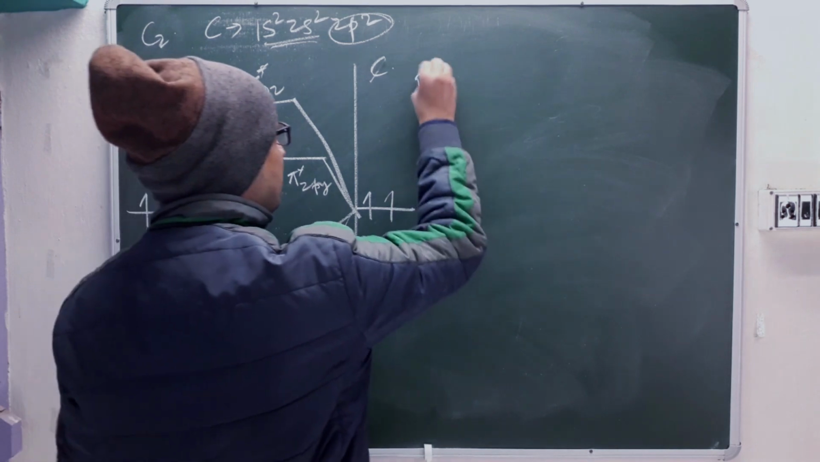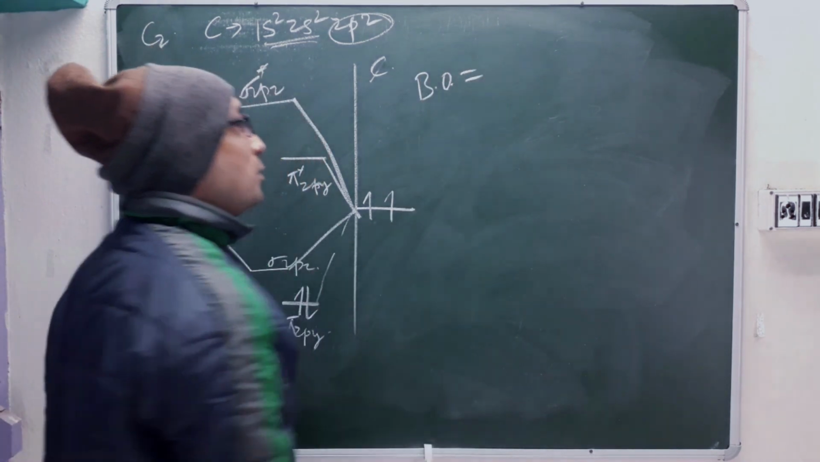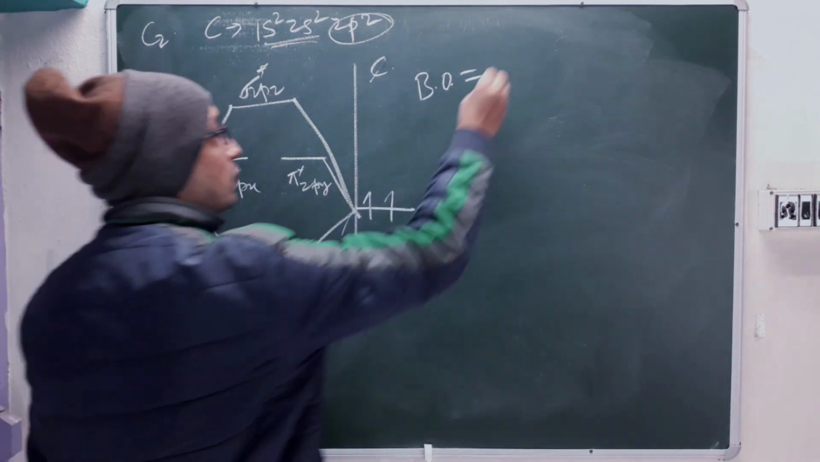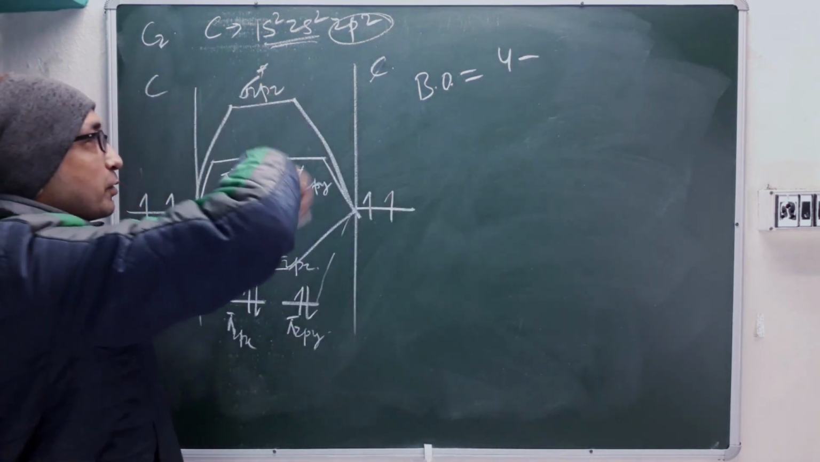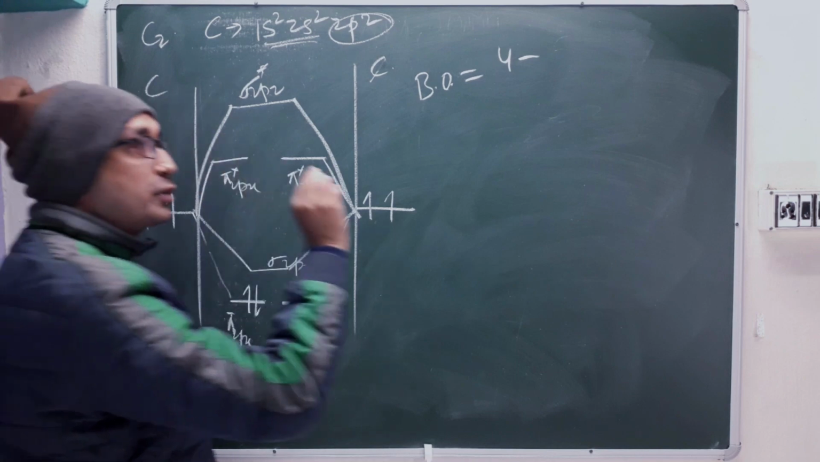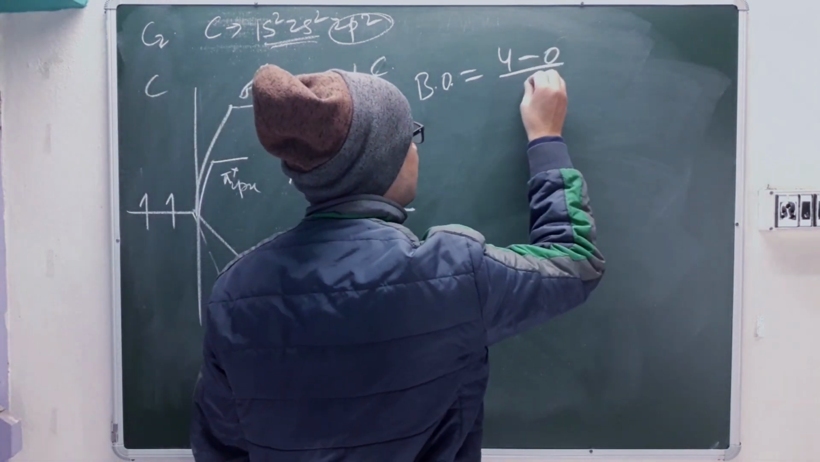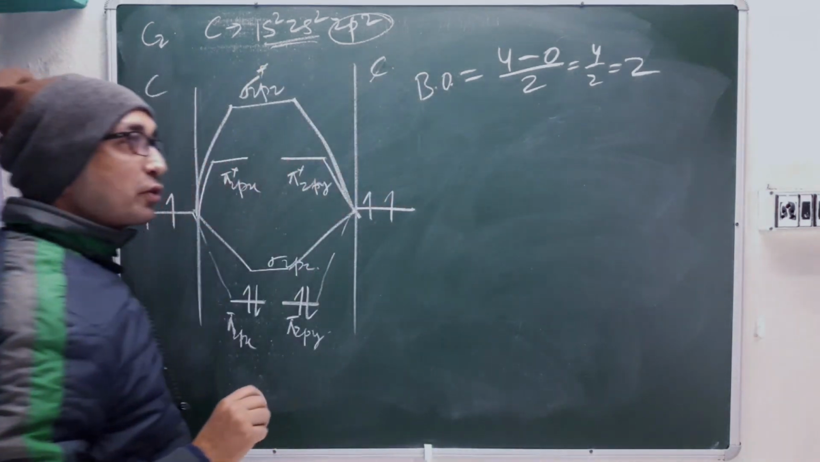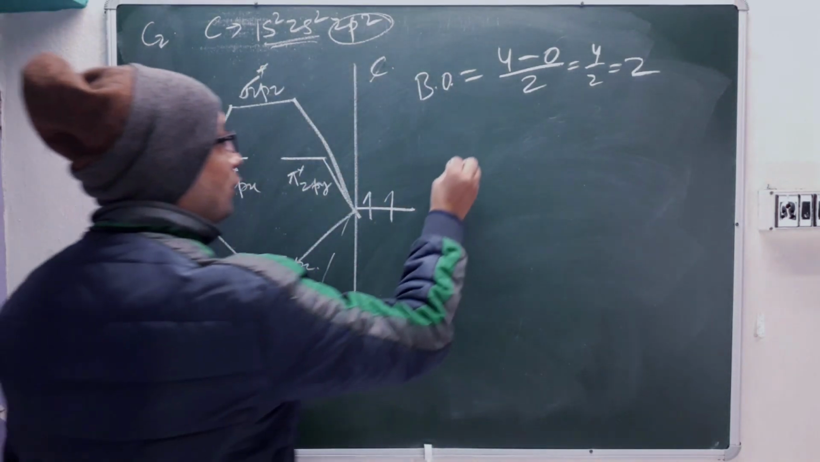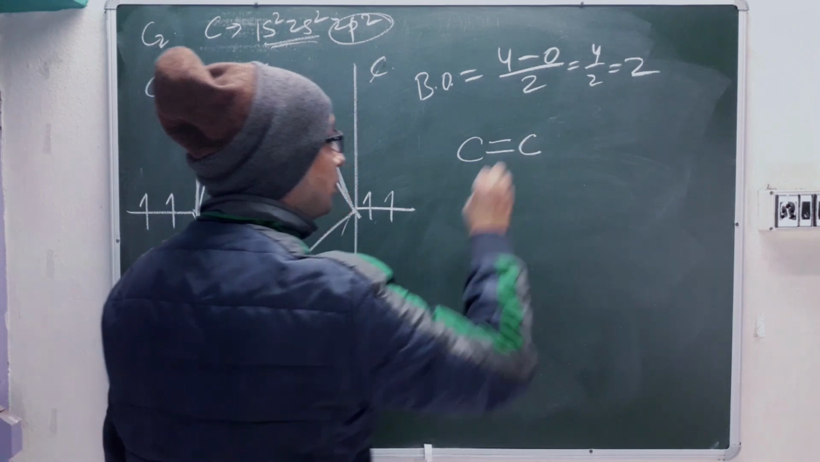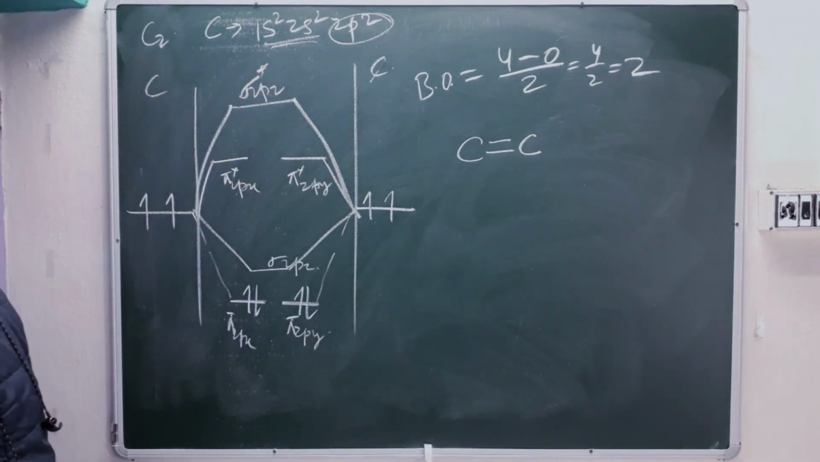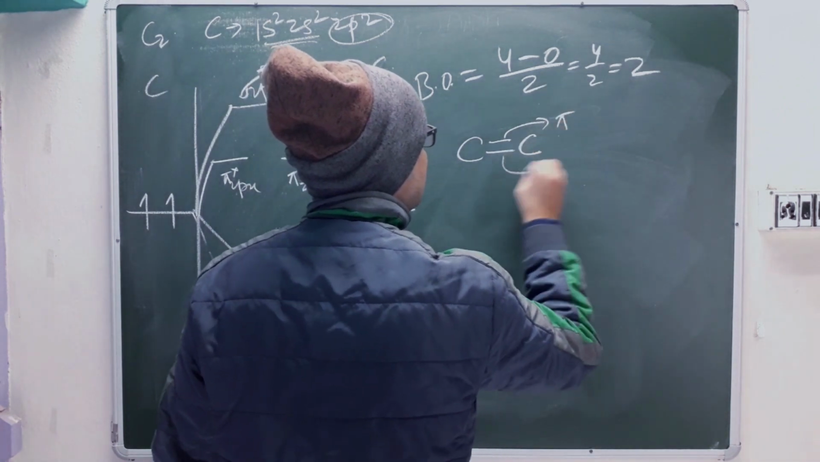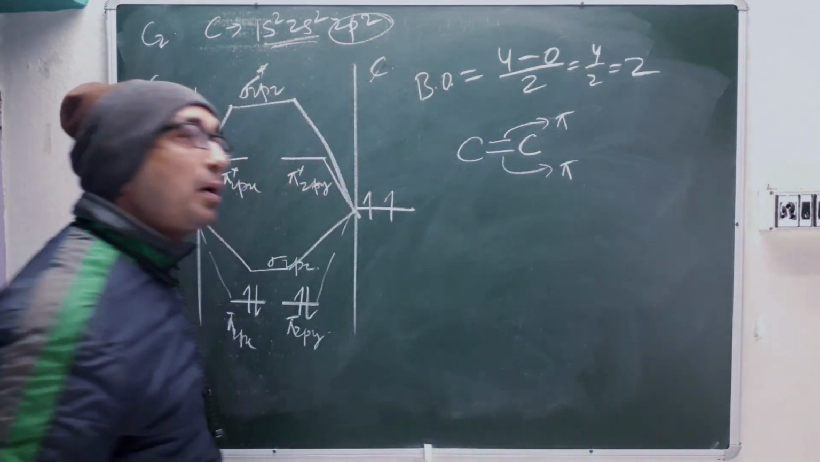Now bond order. What will be the bond order here? Bond order is the number of electrons in bonding molecular orbitals. How many are there? 4. So 4 minus the number of electrons in anti-bonding. How many are there? 0. So put 0. How much is it coming? It will be 4 by 2, meaning 2. So now what is the nature of those two bonds, right? We know that carbon and carbon, it is a double bond, right? Now what is the nature of these bonds? Both bonds are pi bonds. This is also a pi bond, this is also a pi bond. There is no sigma bond in carbon 2.